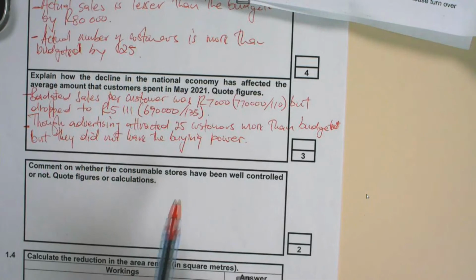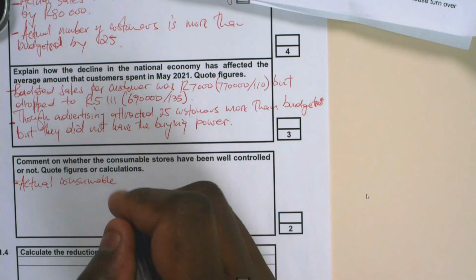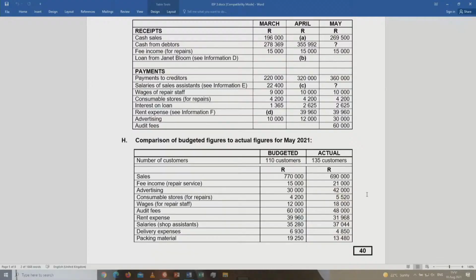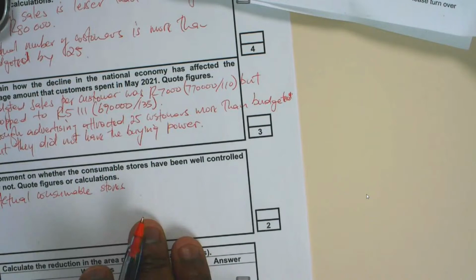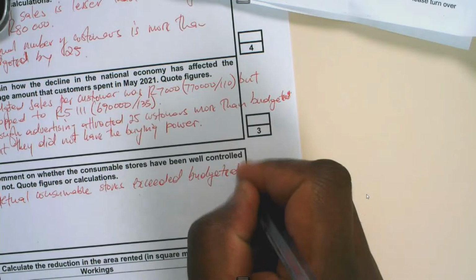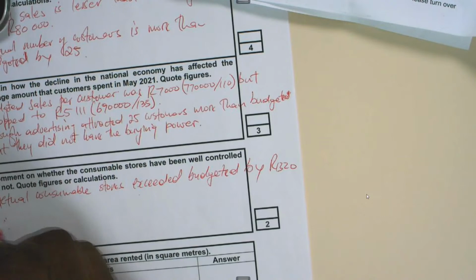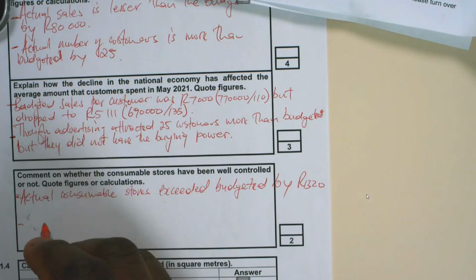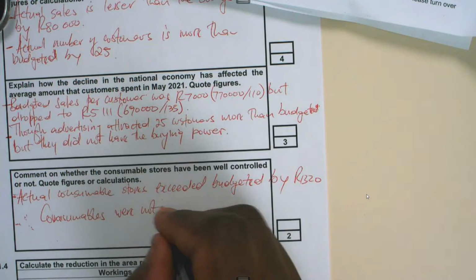Now here, you must write: actual consumable stores has exceeded budgeted by 1,320. Therefore, it was not well controlled. Therefore, consumables were not well controlled.